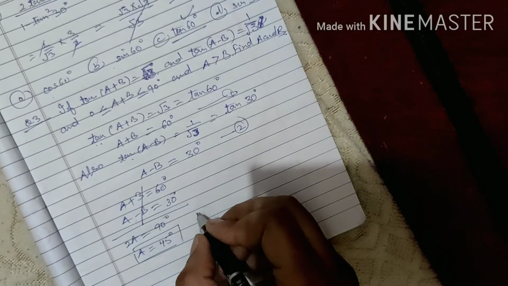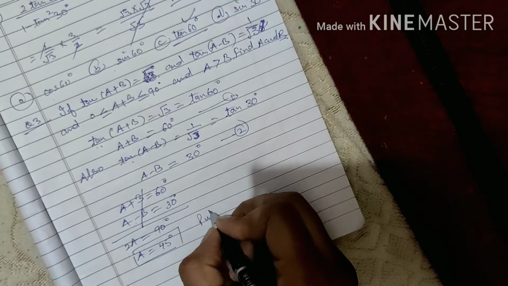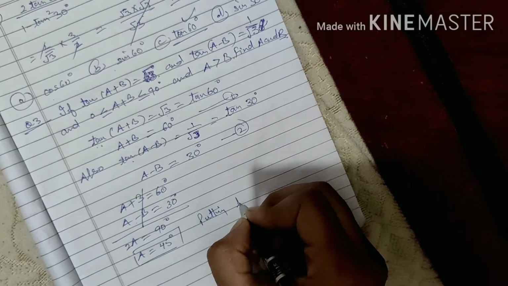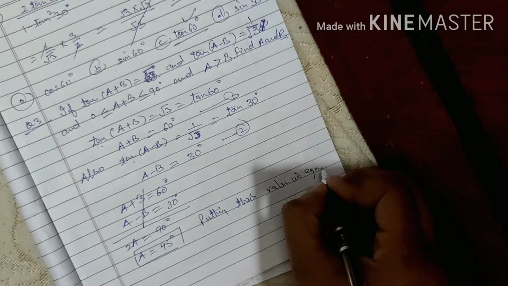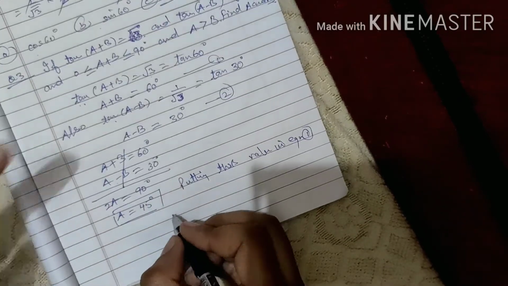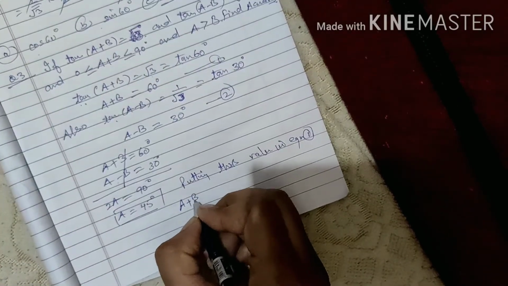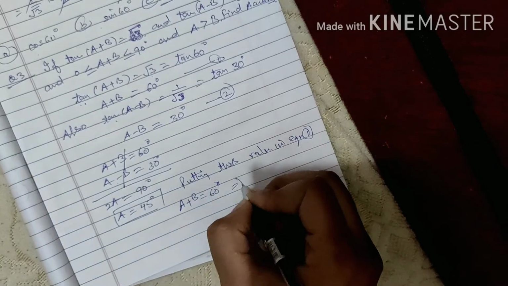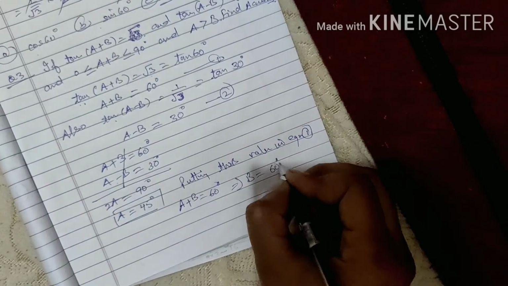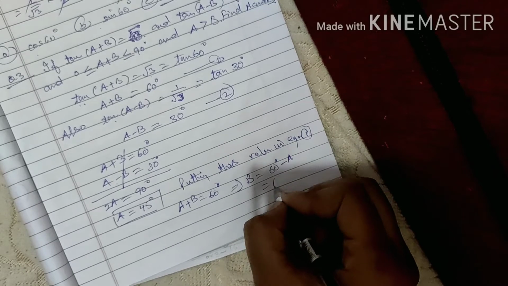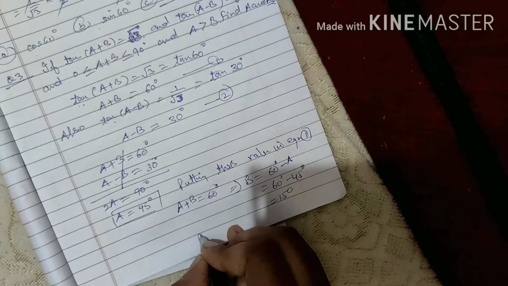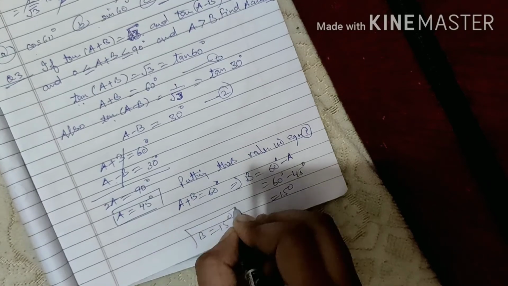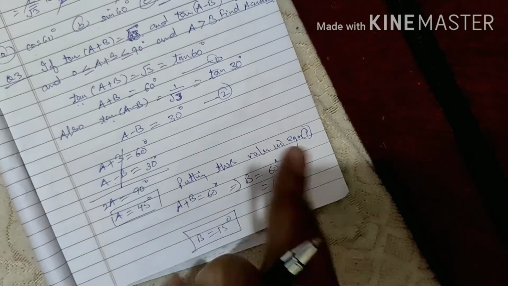So put this value in equation 1. Equation 1 is A plus B is equal to 60 degree, which implies B is equal to 60 degree minus A. So 60 degree minus 45 degree is 15 degree. So our B is 15 degree. So these are the values of A and B.